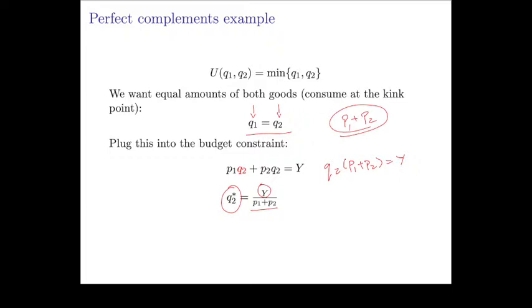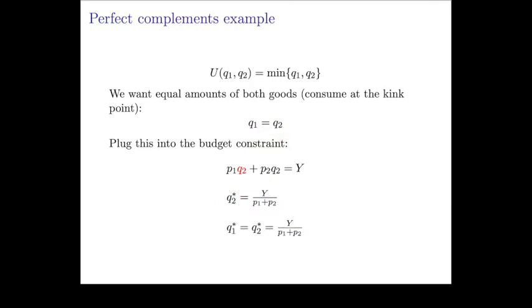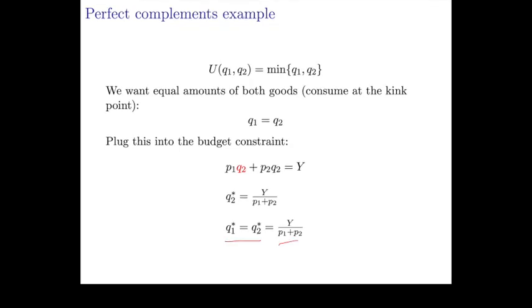So think of these as left shoes and right shoes. P1 is the price of a left shoe, P2 is the price of a right shoe, and P1 plus P2 is the price of a pair of shoes. So how many left shoes are you going to buy? Well, you're going to buy as many left shoes as pairs of shoes. And how many pairs of shoes are you going to buy? Well, if you're spending all of your money Y on shoes, you're going to buy Y divided by the price of a pair of shoes. So Q1 and Q2 at the optimum are going to be equal, and they're going to equal Y divided by P1 plus P2.